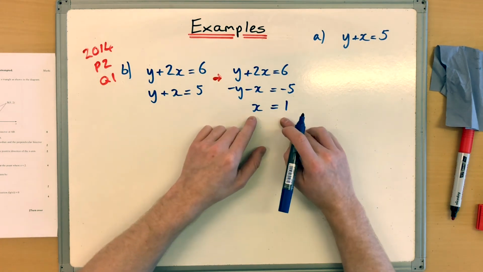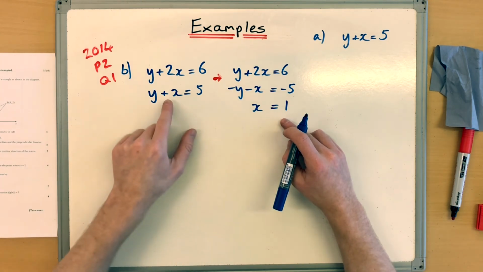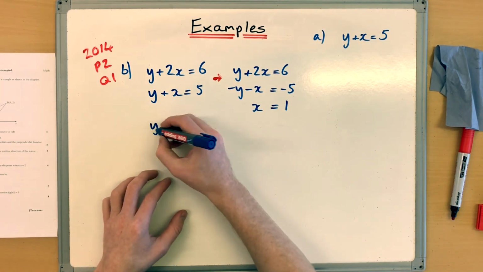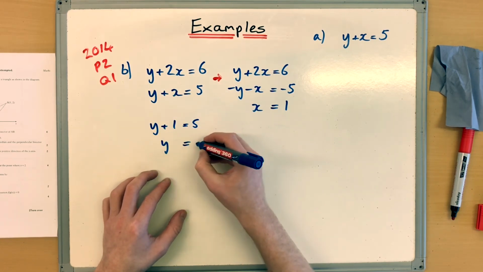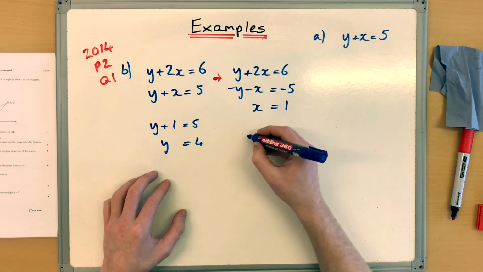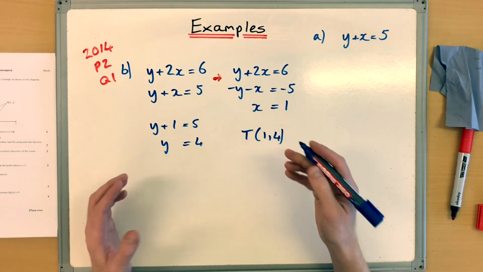I'm now going to substitute 1 back into any of these to find my y solution. So I'm going to put 1 back into here. Okay, so T has the coordinate (1, 4). That's part B done.